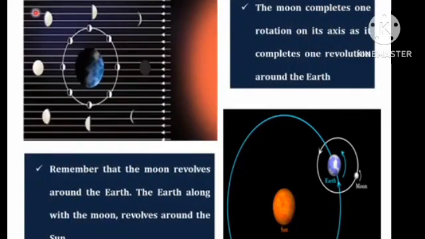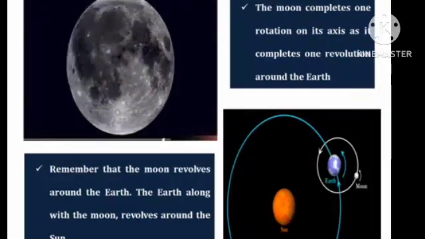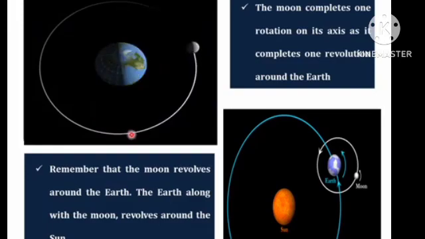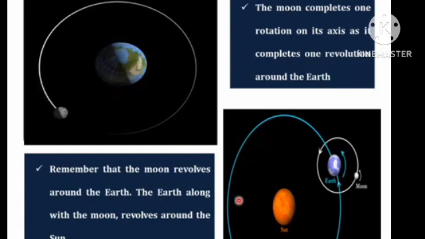So this is the position of the moon in its orbit and its corresponding phases. We can see the new moon, the full moon, the crescent moon, and all the different phases. Now the moon completes one rotation on its own axis and one revolution around the earth. We should also remember that the earth, along with the moon, also revolves around the sun.